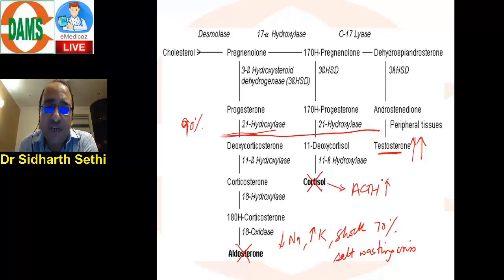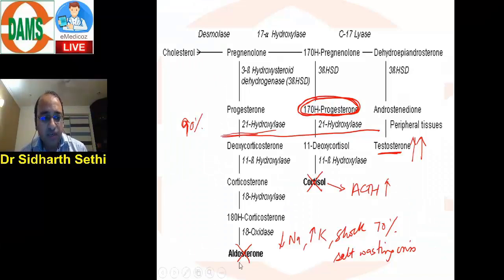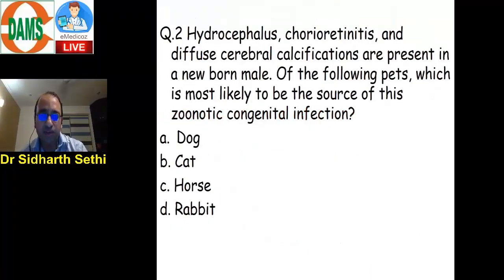Now remember, the diagnostic test of choice for CAH is 17-hydroxyprogesterone. So the treatment of a crisis, this question also they will definitely ask you. The treatment of crisis is to give them normal saline with hydrocortisone and fludrocortisone. Okay. Let's go to the next question.